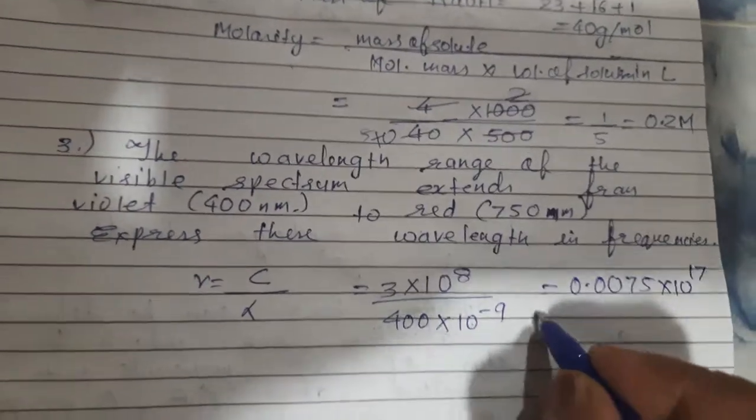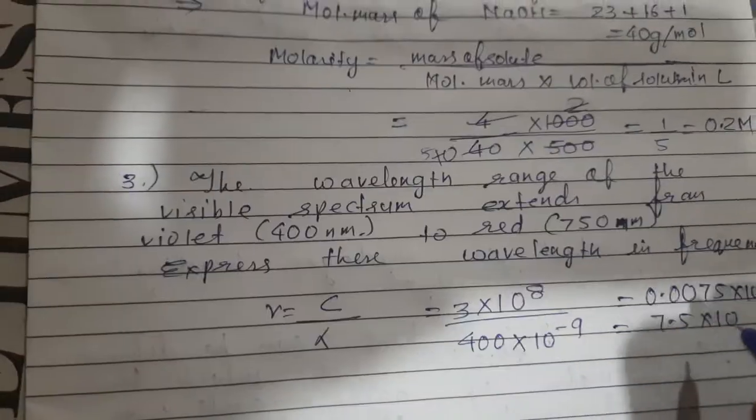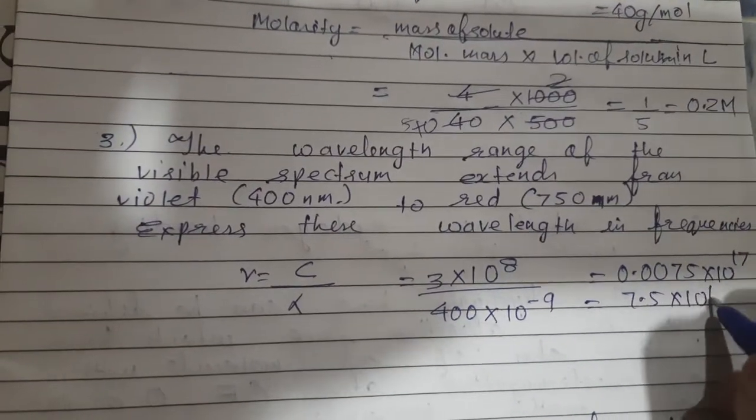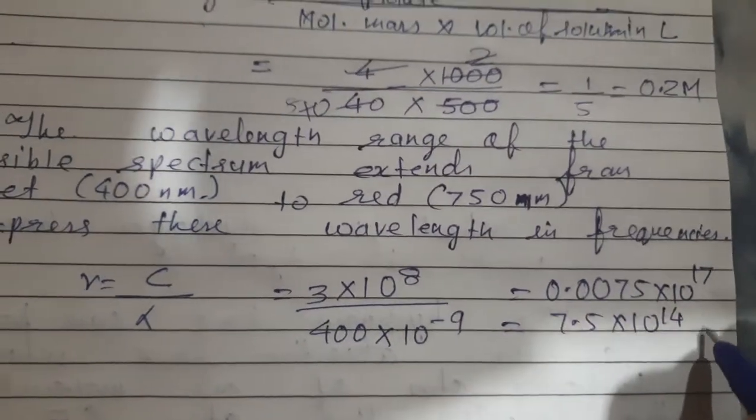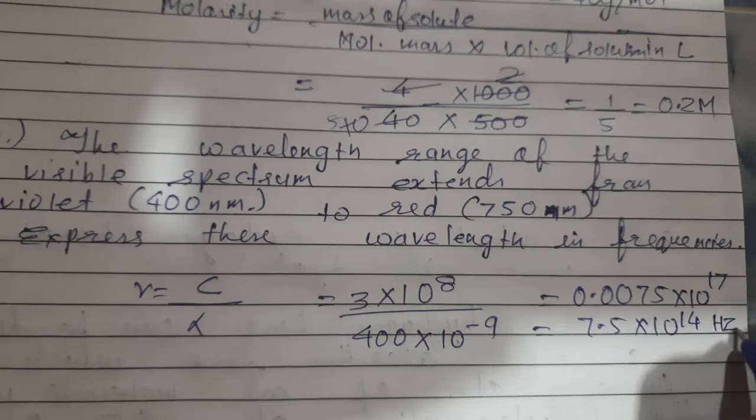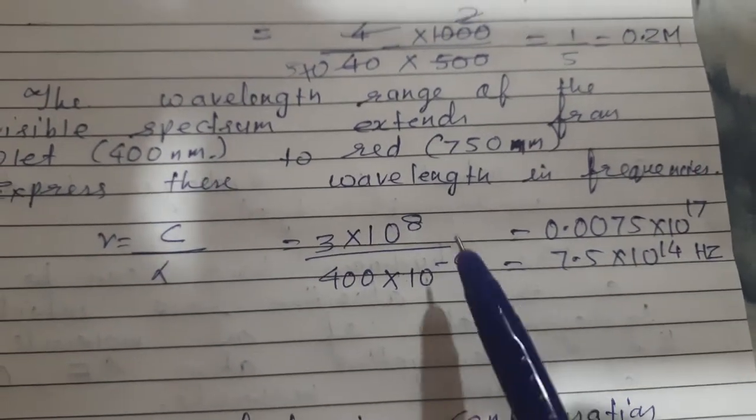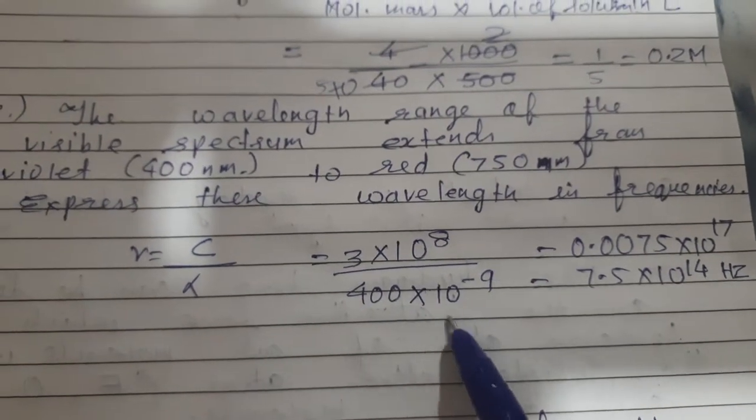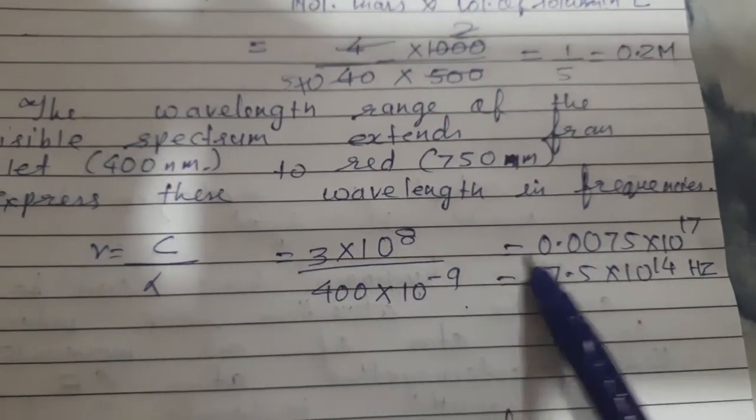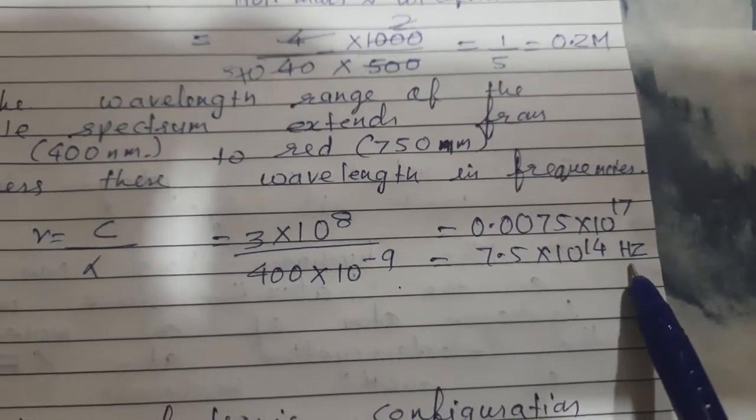So let me put the point here, 7.5 into 10 raised to power 14. And it is frequency. So what will be the unit here, beta? Hertz or second inverse. Both are correct. C means velocity of light. So 3 into 10 raised to power 8 divided by 400 into 10 raised to power minus 9. Let us divide. It will come 7.5 into 10 raised to power 14 hertz.